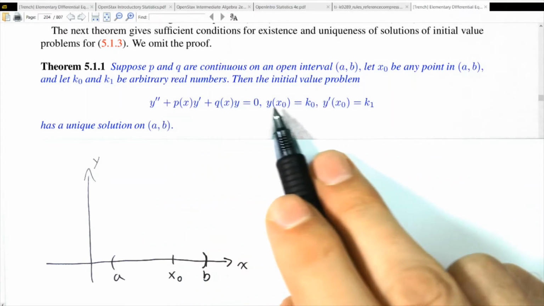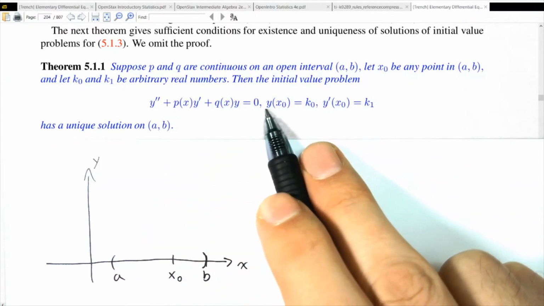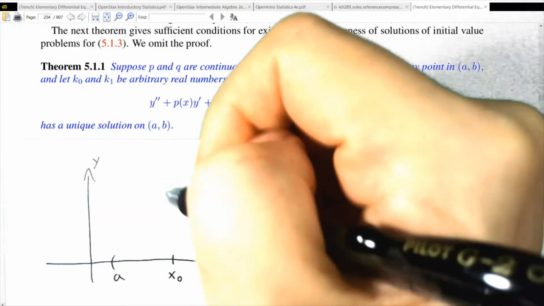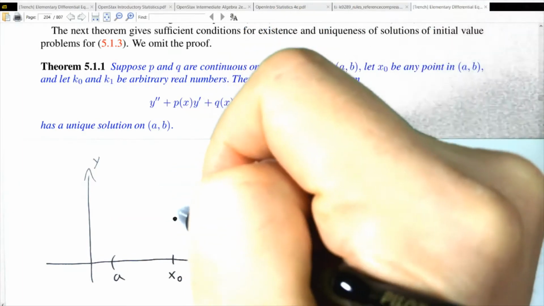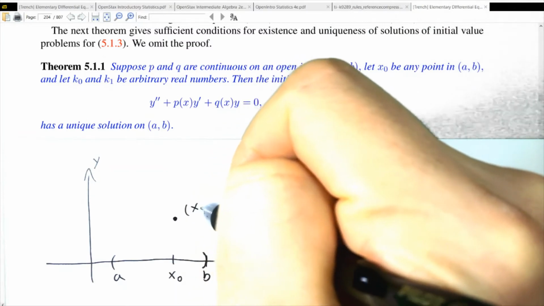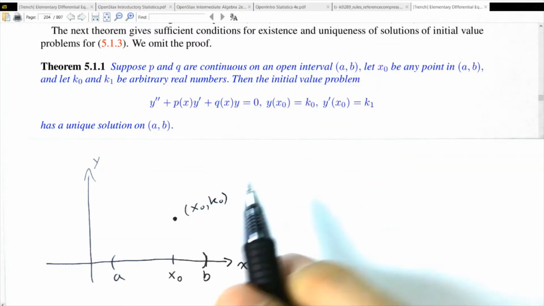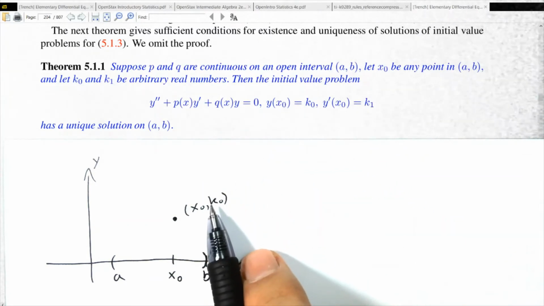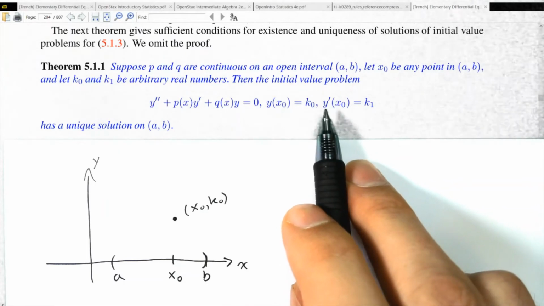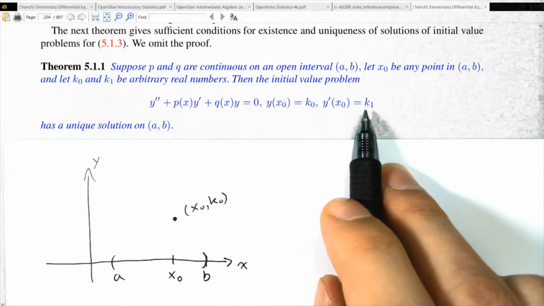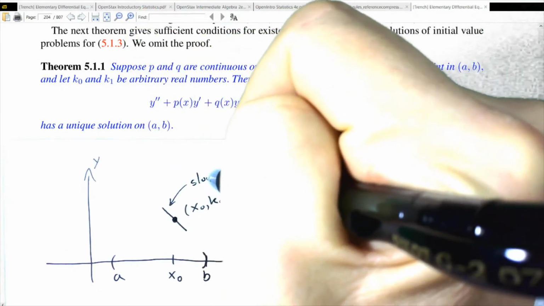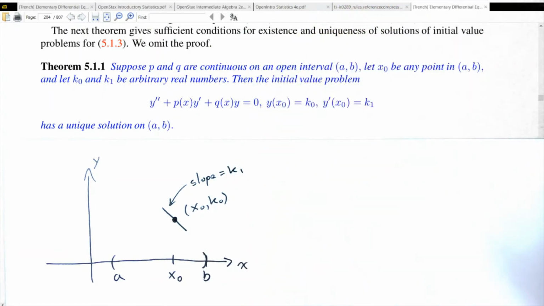But when I look down at the initial value problem, I see they're saying y of x0 is k0. So the height of the graph above x0 is k0. So this is the point (x0, k0). Through the initial value conditions, we're insisting that the solution go through this point, but we're also insisting that its derivative be equal to k1, so the slope of the tangent line to the solution is equal to k1.